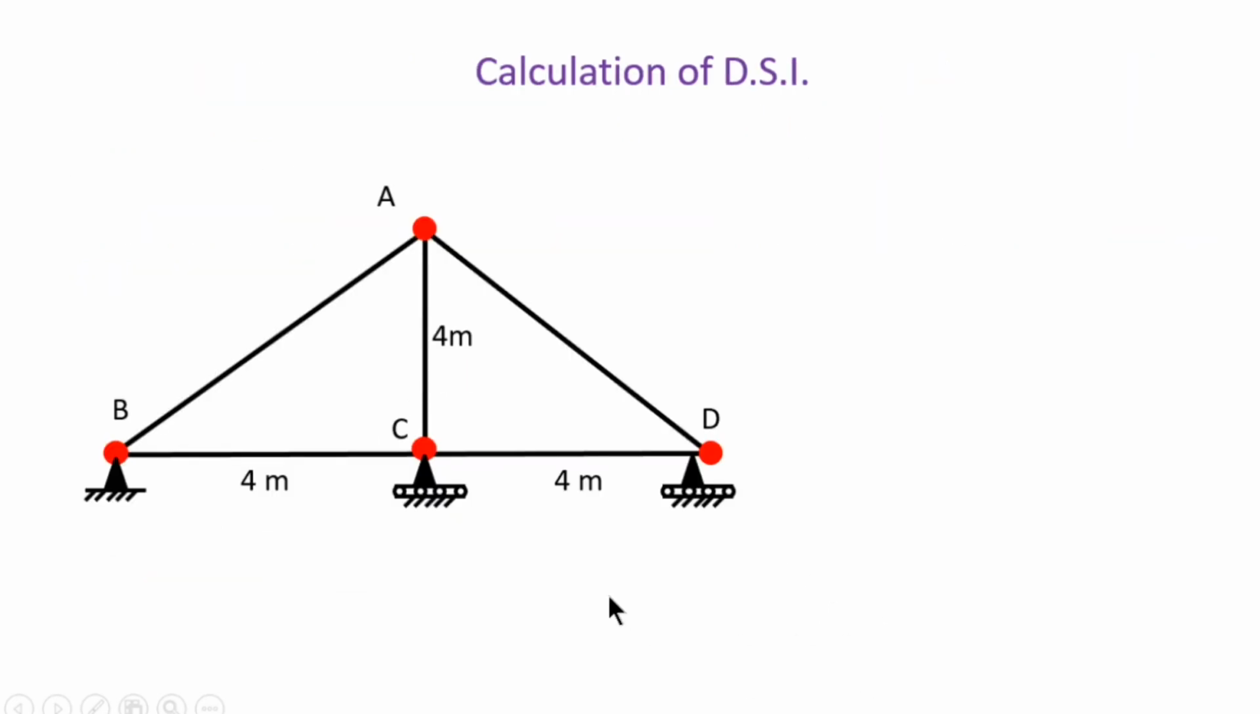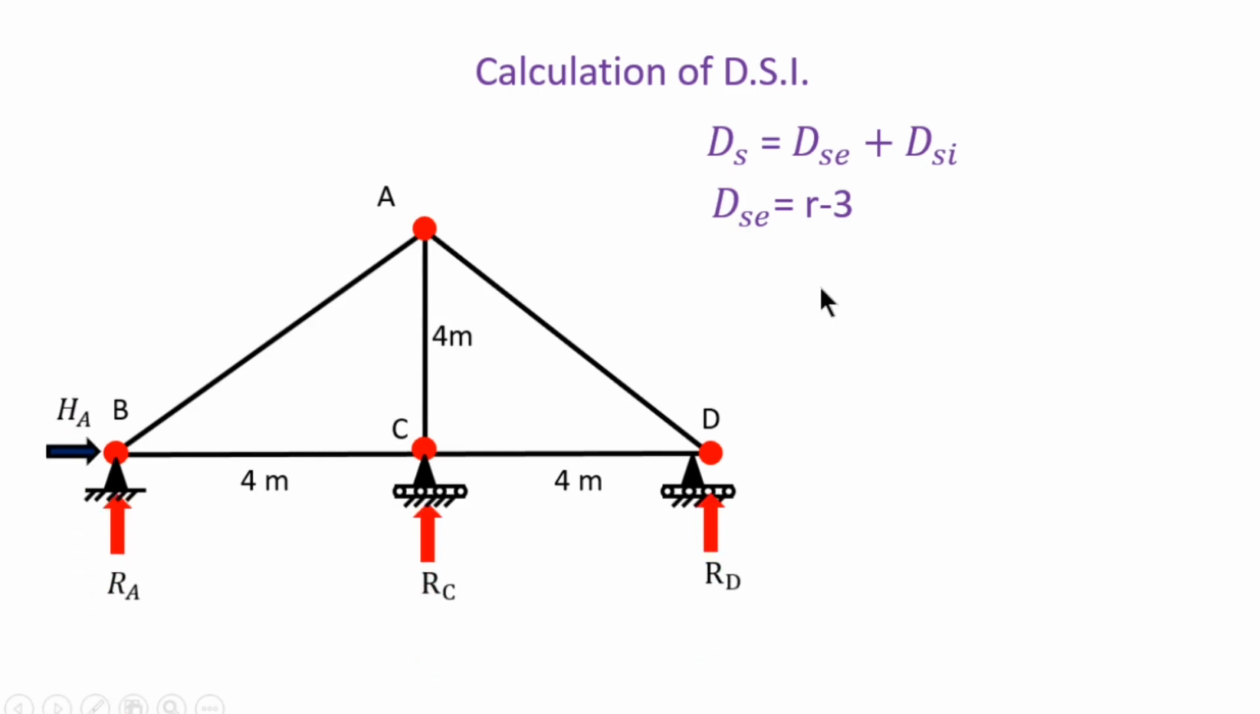So the first step is the calculation of D.S.I, that is degree of static indeterminacy, that is equal to the external static indeterminacy plus the internal static indeterminacy. External static indeterminacy is equal to R minus 3, where R is the number of reactions. Here RA, RC, RD and HA are the reactions, so R is equal to 4. So 4 minus 3 is equal to 1.